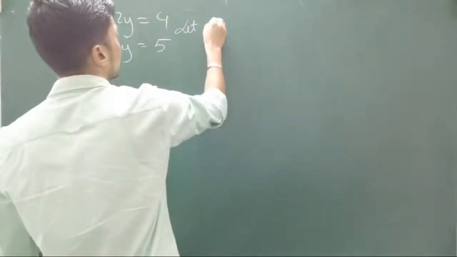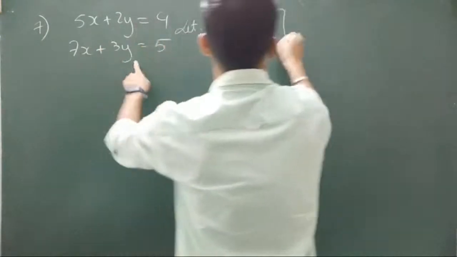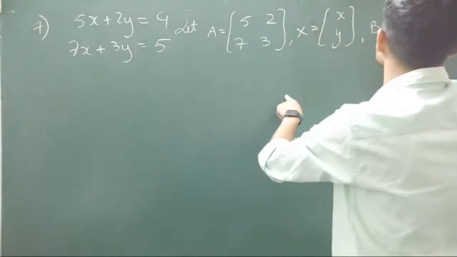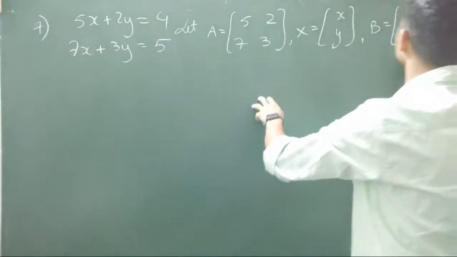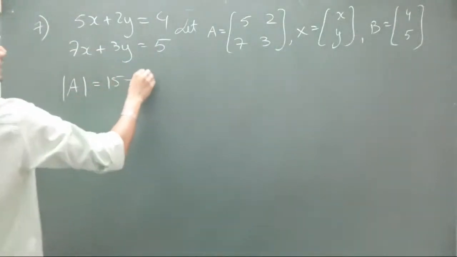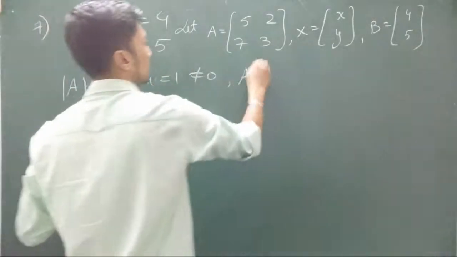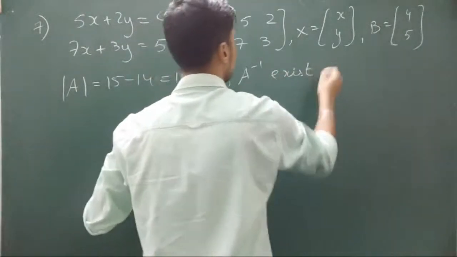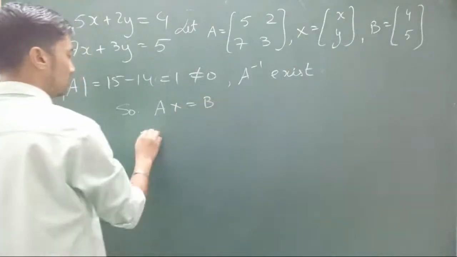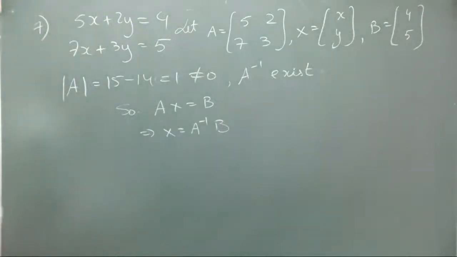Let A be 5, 2, 7, 3. The matrix X, variables x, y. Matrix B, constants, 4, 5. The determinant of A, 2 by 2, is so nice, very easy. It is equal to 1, which is not equal to 0, so therefore A inverse will exist. So AX equal to B would imply X equal to A inverse of B.